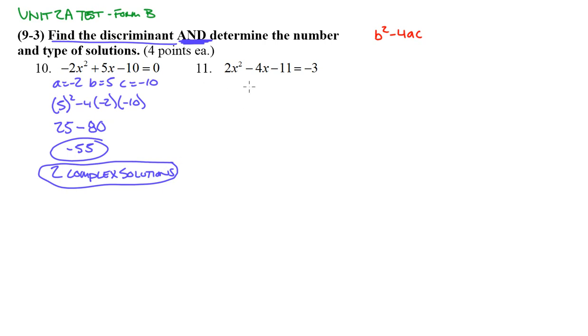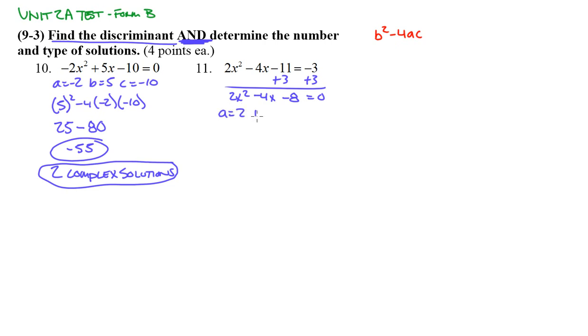Okay, last one, number 11. Make sure one side equals 0. So we got to take this 3 and add 3 to both sides. And we get 2x squared minus 4x. And then negative 11 and 3 gives us negative 8 equals 0. You do not have to factor the common factor of 2 out. It will make it a little bit nicer, but I'm just going to do this without factoring it out to show you that it'll work either way. When you're factoring, you do have to factor the common factor out. But since we're just plugging this into the discriminant, no need.